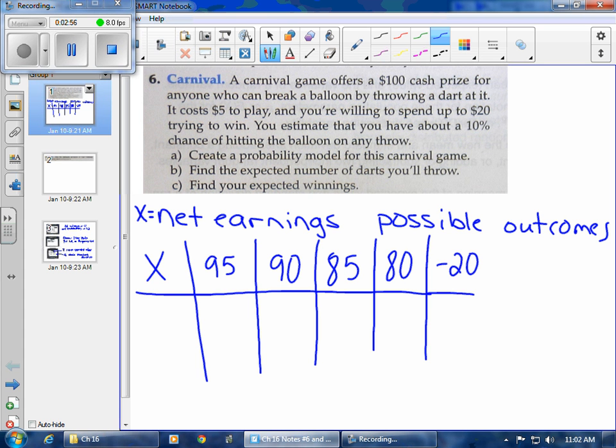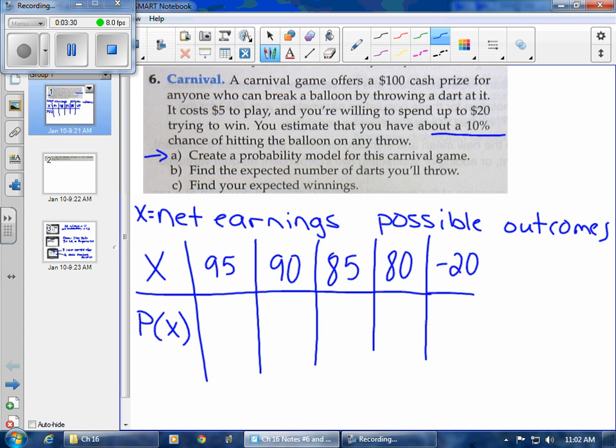Okay, so these are the only possibilities that we could have for this situation. Those are the values my random variable X could take on. Now, to create a probability model, I have to know the probability of getting those different values for X. Actually, I'm going to write it this way, the probability of X. Now is when I have to think about what's the probability of winning.